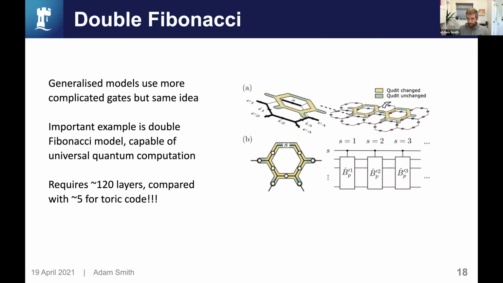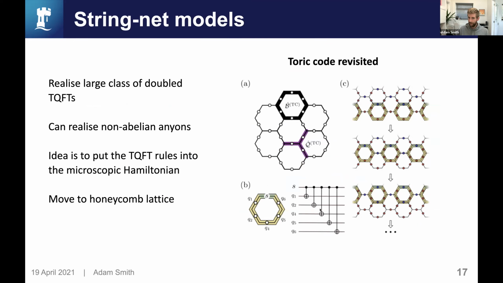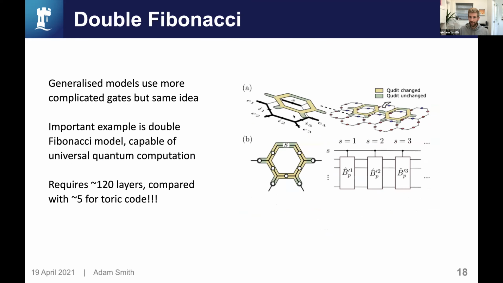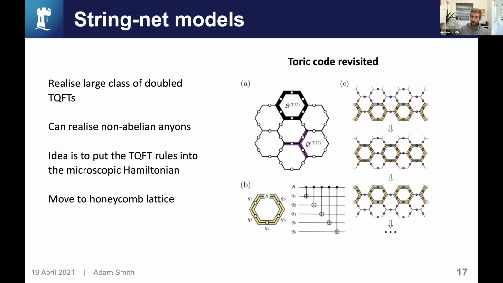But now what we can do is be more general. Rather than having these hexagonal operators where we have all of these CNOTs, we have a slightly dressed hexagonal operator, and this is no longer just simple CNOTs. So now this is some maybe quite complicated conditional operator, but the idea is the same. Essentially, we have these plaquette operators and star operators. They all commute, and what we want to do is to construct projectors onto these plaquettes.